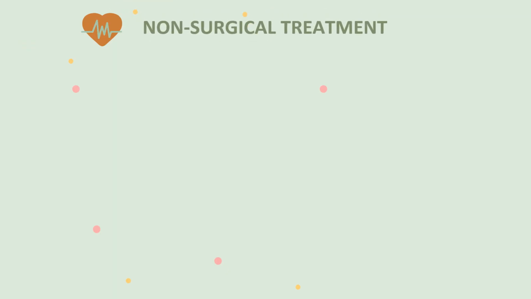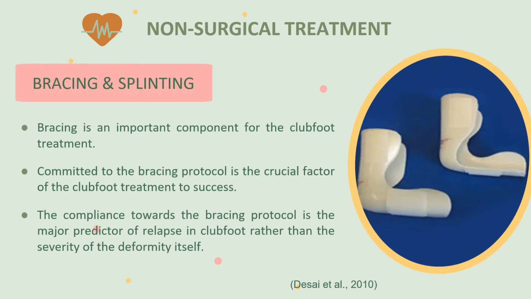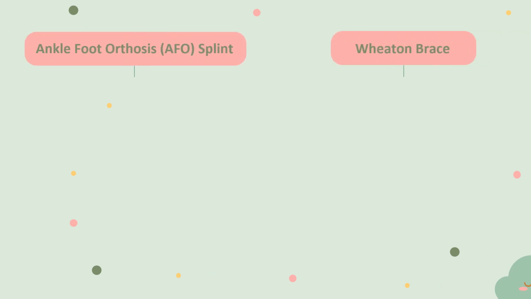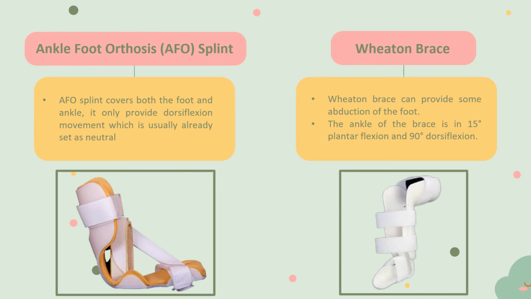Next, we move to the last non-surgical treatment for CTEV, which is bracing and splinting. It is an important component of clubfoot treatment. Compliance with the bracing protocol is the crucial factor for clubfoot treatment success. It is the major predictor of relapse in clubfoot rather than the severity of the deformity itself. There are 2 types of brace and splint used for CTEV, which are the AFO splint and the Witten brace. The AFO splint covers both the foot and ankle and only provides dorsiflexion movement. The Witten brace can provide some abduction of the foot. The ankle of the brace is in 15-degree plantar flexion and 90-degree dorsiflexion.